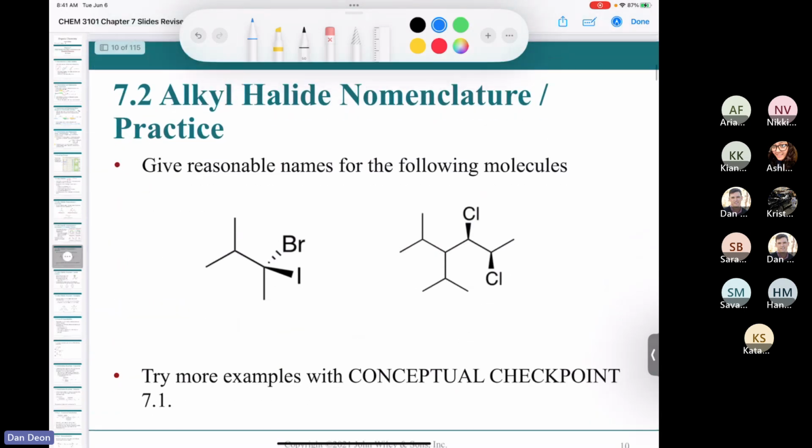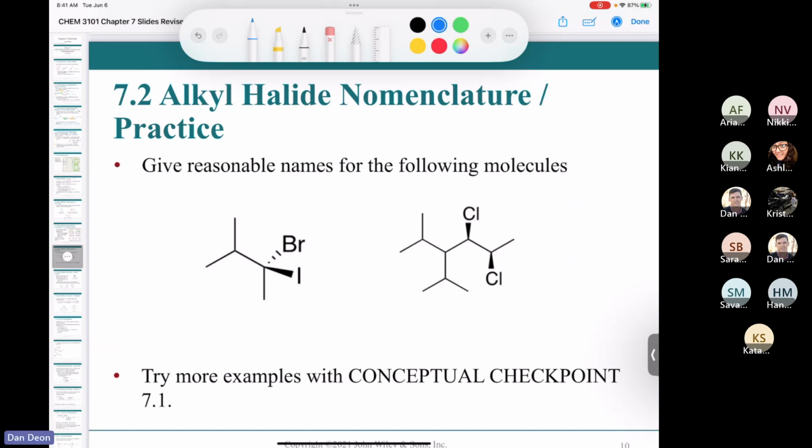So let's see if we can give reasonable names. I would say we want to give the correct name for these, but you can see that neither of these molecules has any kind of known alkyl group. We can't give these a common name. We have to give them a full-on systematic treatment. So let's start with the first one. Could anybody tell me how many carbons are in the longest chain here?